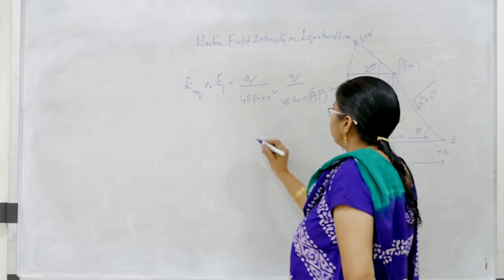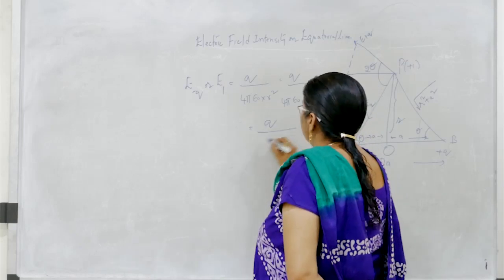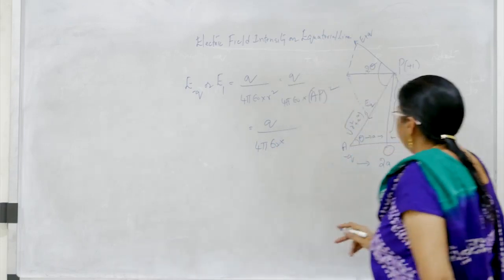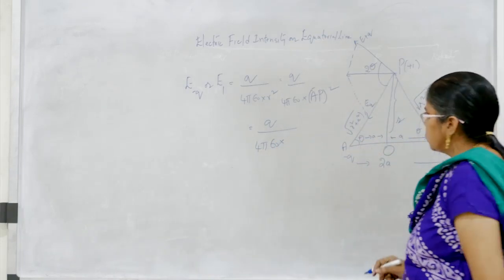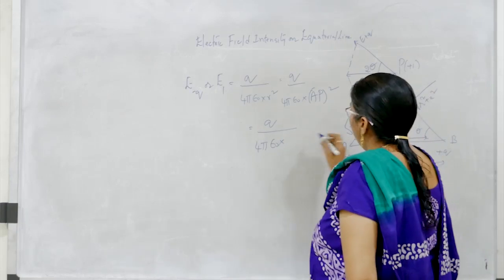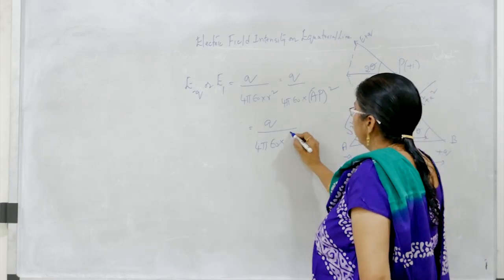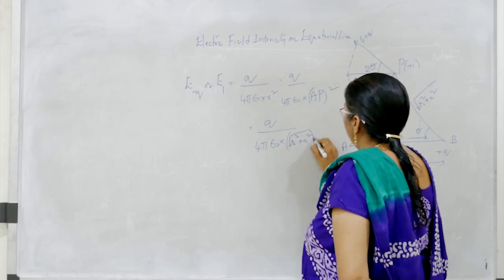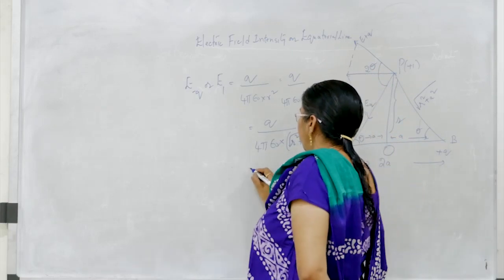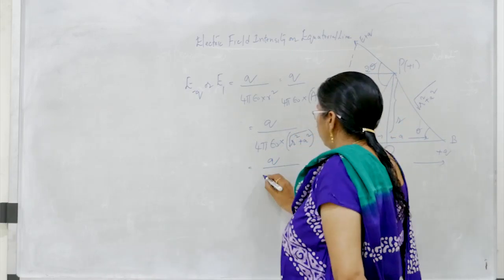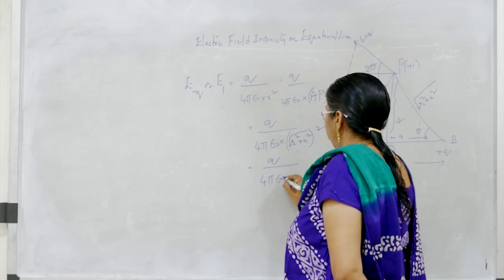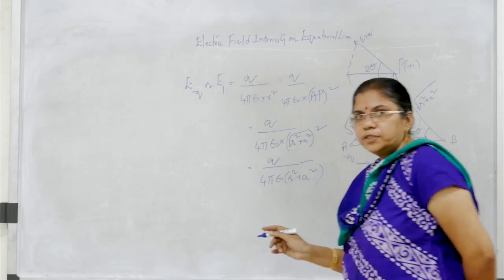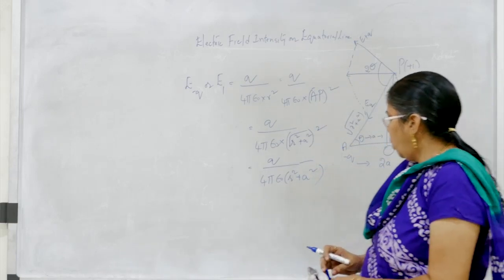So this gives q by 4 pi epsilon naught into AP square, which means this is r square plus a square. So root over r square plus a square, and root is there, so it becomes r square plus a square, root with square. So this becomes q by 4 pi epsilon 0 into r square plus a square. This is one.